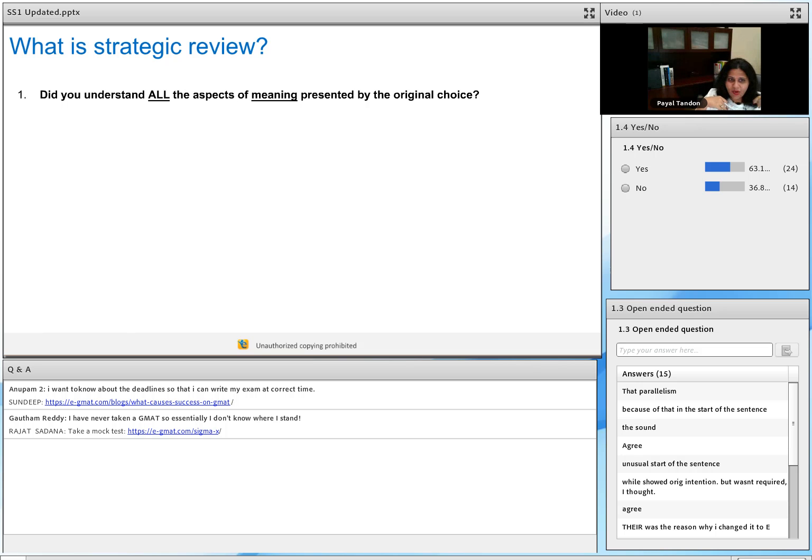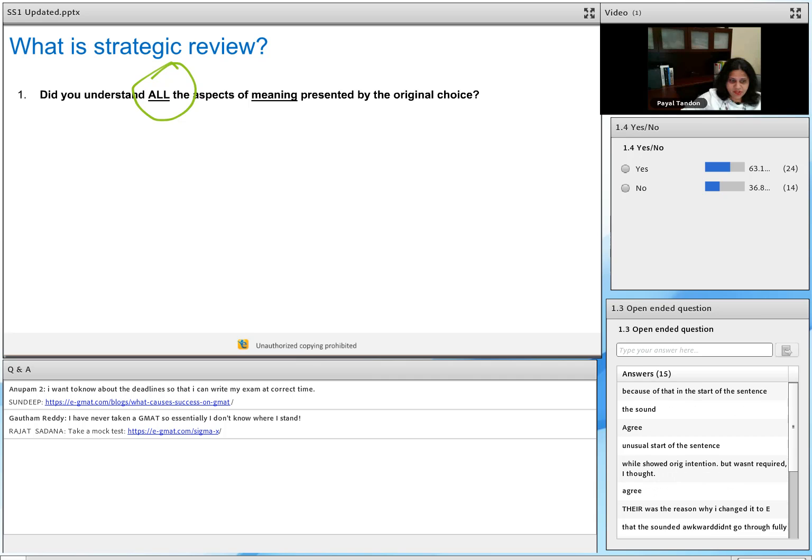Did I understand all the aspects of the meaning? All being the operative word, not just the gist. Did I understand all the aspects of the meaning presented by the original choice? Why did I reject the correct choice? Very important. Right now, when I asked you this question, why did you reject the correct choice, you guys have said certain stuff, right? Now you need to put that into context so that you take that learning with you to the next question that you solve.